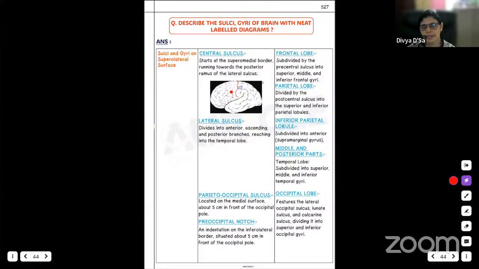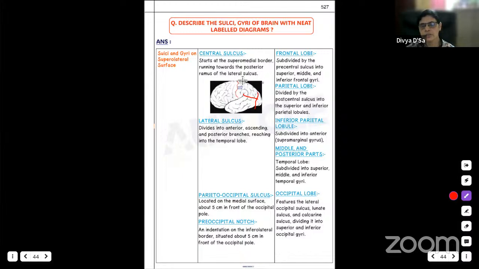Now the parietal lobe. From the notch, from the parieto-occipital sulcus, we draw a line downwards. That is the first imaginary line. We draw a second imaginary line from the posterior upturned end of the posterior ramus towards the first imaginary line. This portion here will be the parietal lobe.